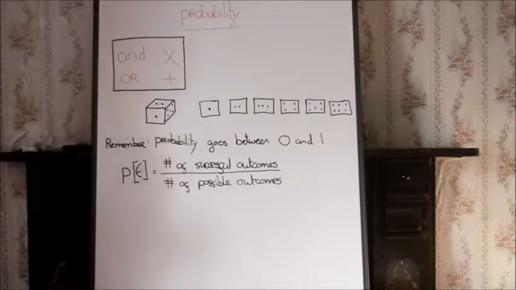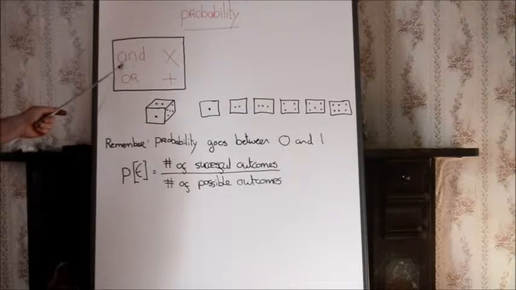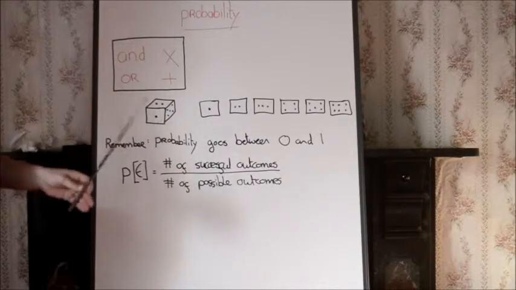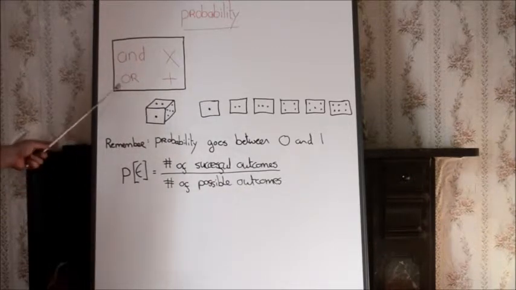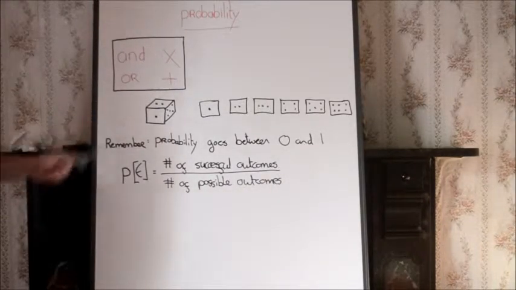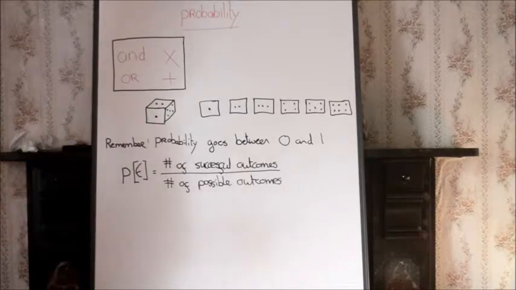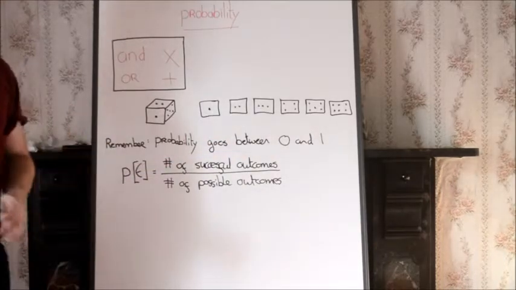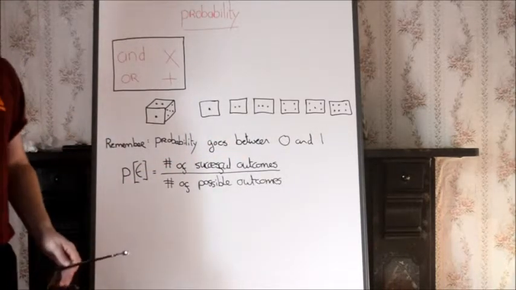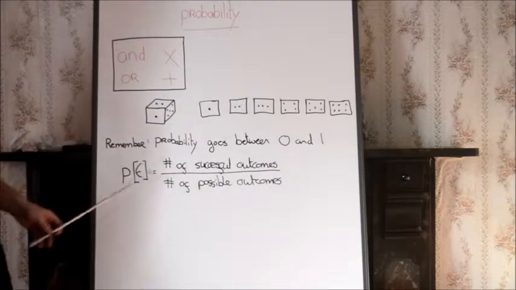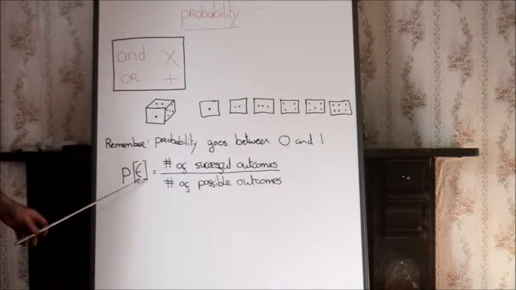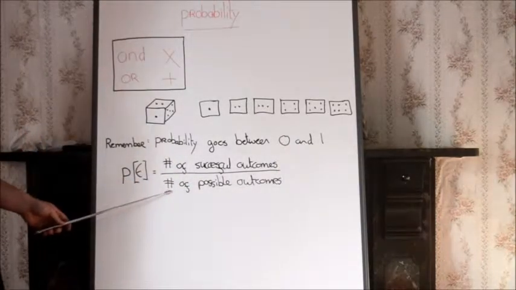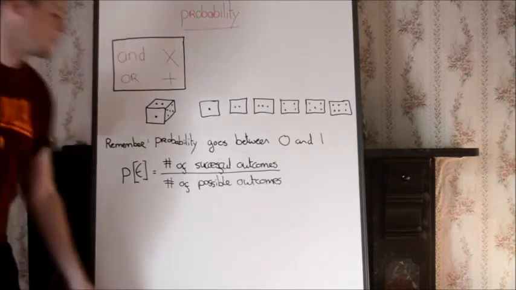Okay, so looking back over our probability, remember I said "and" in probability means multiply. As soon as you hear "and", you think I multiply. "Or" means add, so as soon as you hear "or", you think I must add. Remember, probability goes between 0 and 1, 1 being certain and 0 being not a hope of happening. And our formula basically is the probability of an event happening is the number of successful outcomes over the number of possible outcomes.